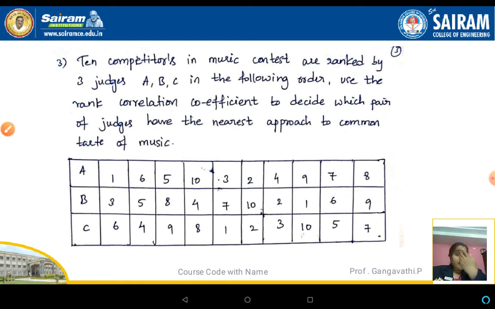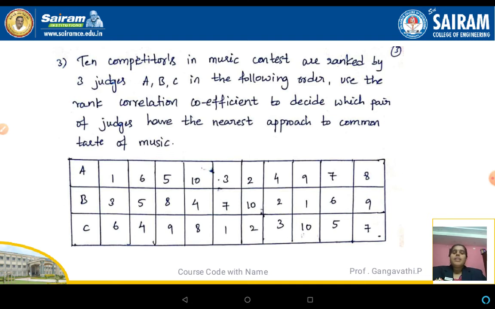So look at another example. The 10 competitors in a music contest are ranked by 3 judges A, B, C in the following order. Use the rank correlation coefficient to decide which pair of the judges have the nearest approach to the common taste of music. So slightly different from your previous problems, but still we can do it.